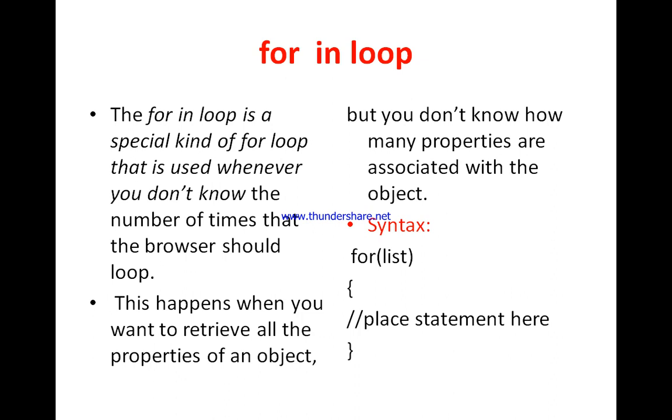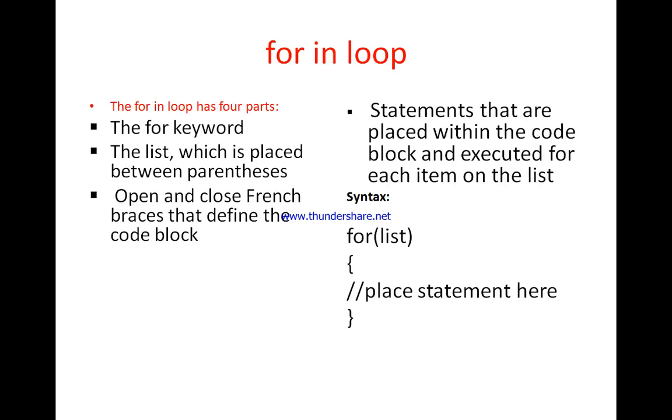Okay, now let us see the working of the for in loop. Before looking at the working, let us see the for in loop in parts. The for in loop has four parts. The first part is the for keyword. The second part is the list. The list is placed between the opening and closing rounded brackets, called parentheses.